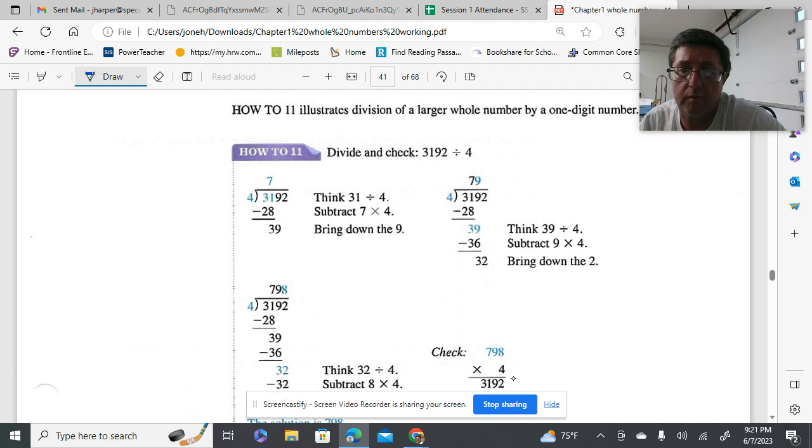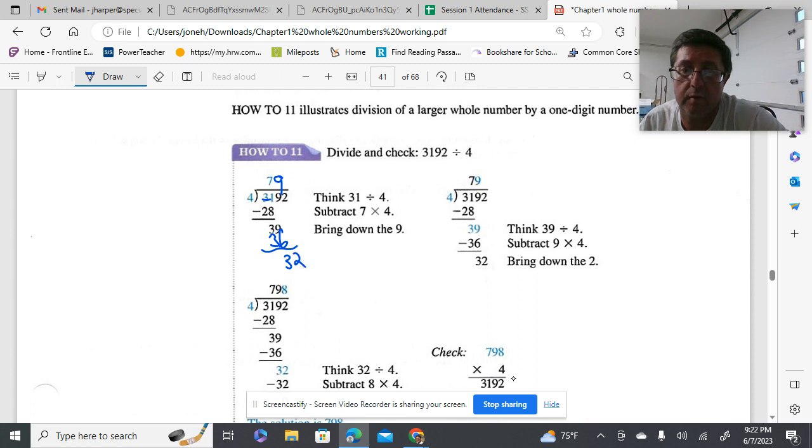So you go 7 times 4 is 28. So you write 28 here. Then you go minus, because you want to find out how many is left over. So you want to find out the difference. So we go 31 minus 28 equals 3. Then we drop the 9, and now we go 4 divided into 39. 4 into 39 would be 9. Then you go 9 times 4 is 36. Then you would have 3.